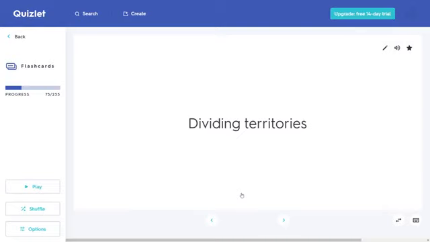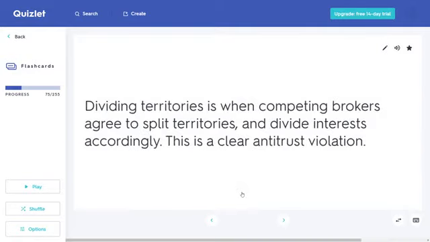Dividing territories. Okay, so think this one over. Okay, so did you guys figure it out? Hopefully. So dividing territories. What do you guys think of when you hear that term? Well, you should be thinking of antitrust violations. Yep, it's another one. So, dividing territories is when competing brokers agree to split territories and divide interests accordingly. As I mentioned, it is a clear antitrust violation.